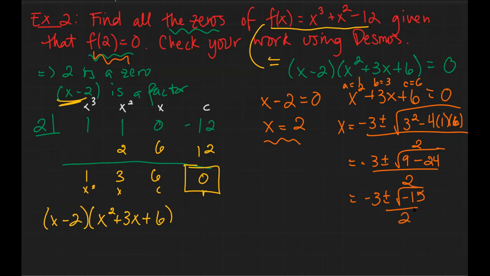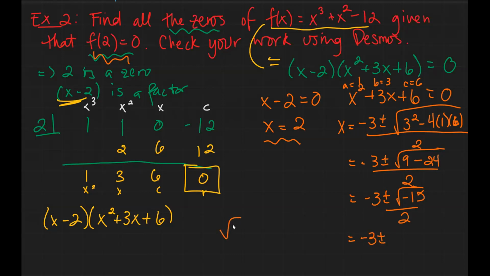Okay, so now here's where the distinction is. If I was asking for x-intercepts, you would just stop here because you see that radical with a negative inside, meaning that that's not going to be an x-intercept because that's not a real number. But because I want all the zeros, this is a complex number, I'm okay with this being included as a solution, okay? So x equals negative 3 plus or minus.